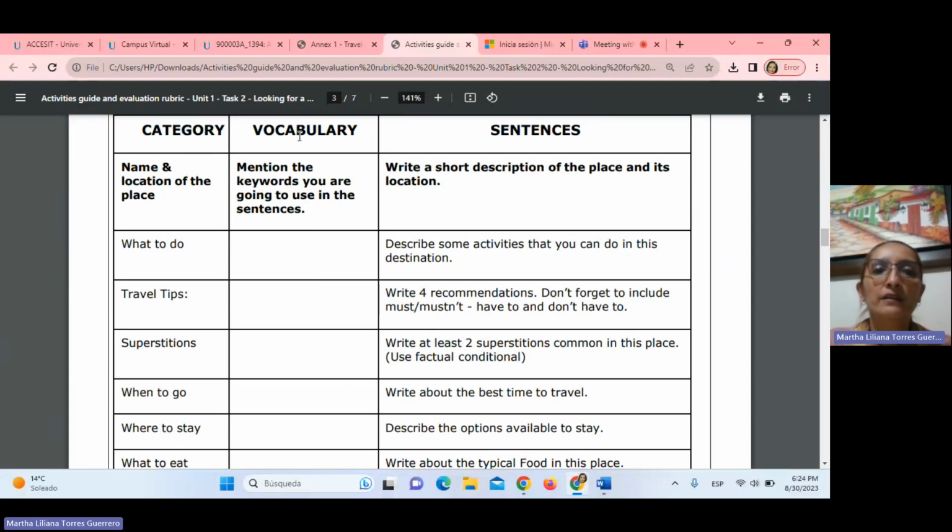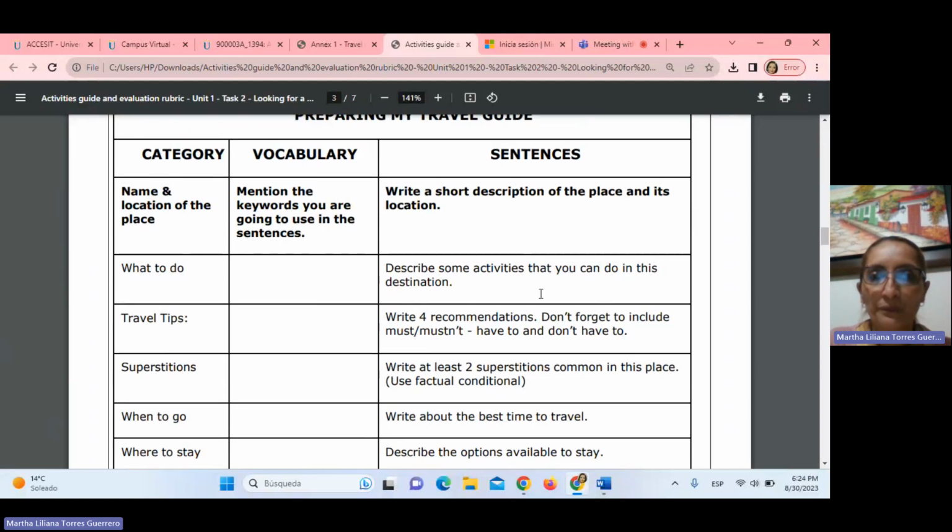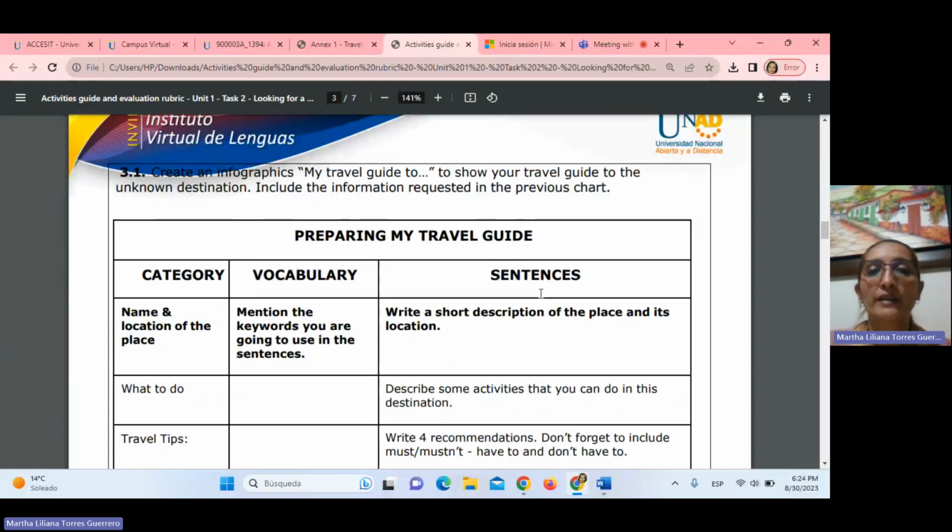In the second category, you will write all the vocabulary. It means that you must write keywords and no more. And in the column number 3, you will write sentences, also complete sentences, following the indications or the instructions that you can read here. Of course, as soon as you finish this chart, you have to share the screenshot in the forum. Based on the information that you write in this chart, you will create an infographic.